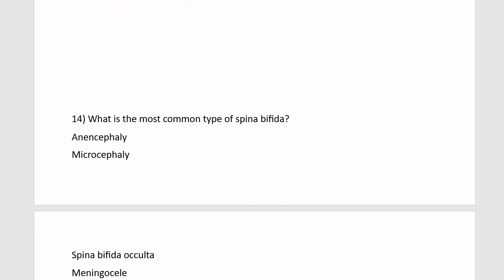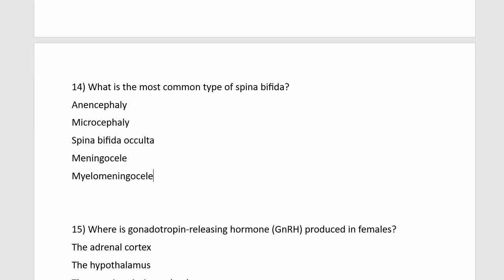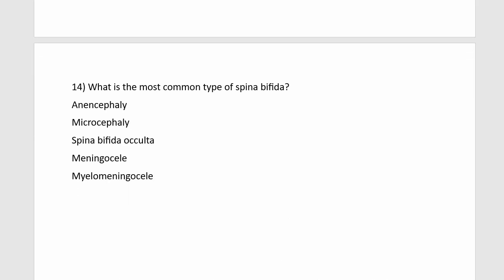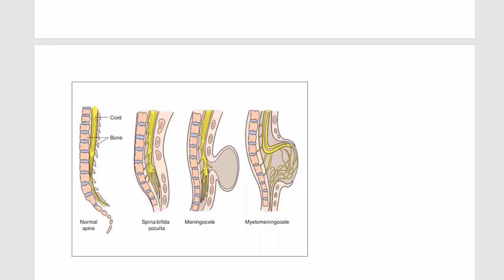Okay. Question 14. What is the most common type of spina bifida? Is it anencephaly, microcephaly, spina bifida occulta, meningocele, or myelomeningocele? Okay, so spina bifida, let's start with a diagram. There we go.